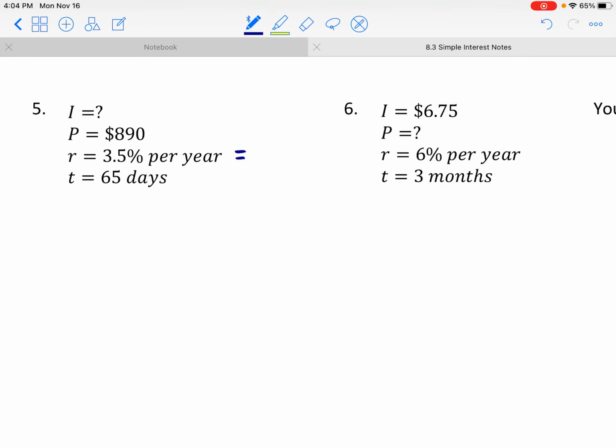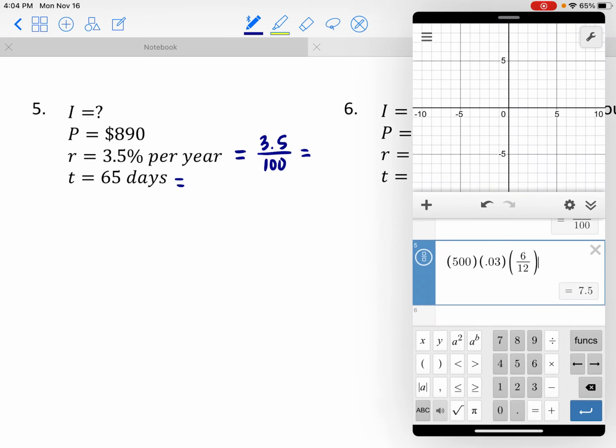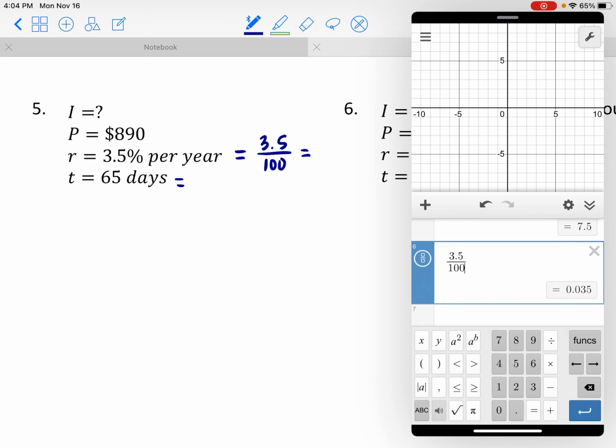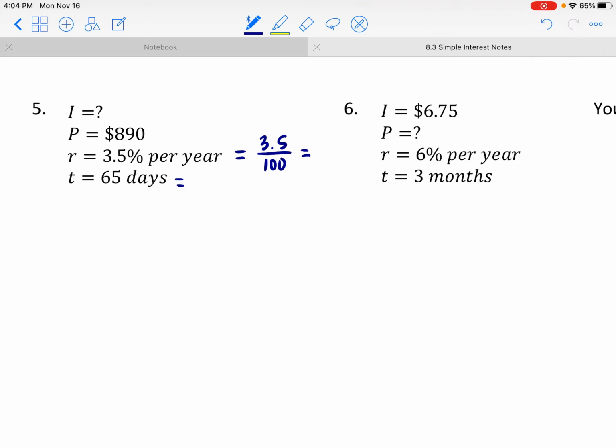So here we have, again, a time in years. We're going to want to convert this 65 days. So 3.5% is 3.5 out of 100. And if you don't like that, 3.5 out of 100 is 0.035. So 0.035 is the decimal I'm going to go with. And then 65 days is 65 out of 365 days for the year. So it's 65 out of 365 years.